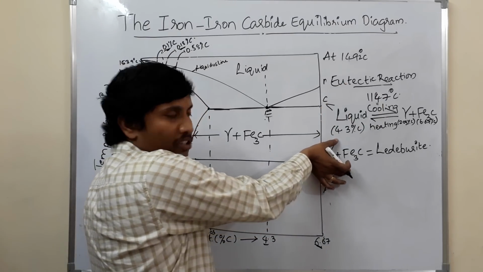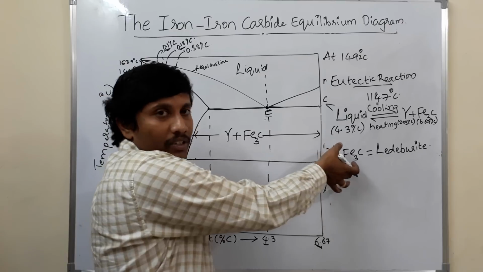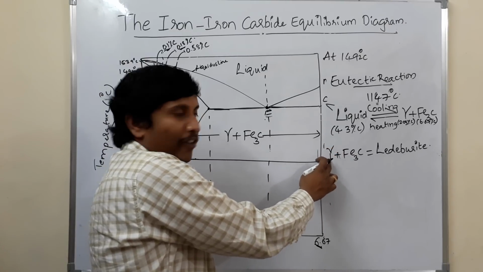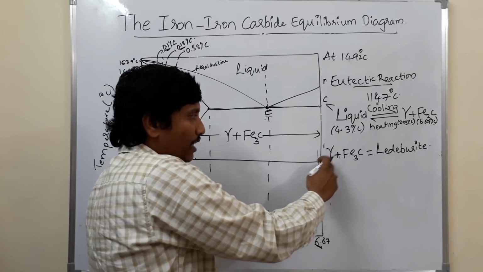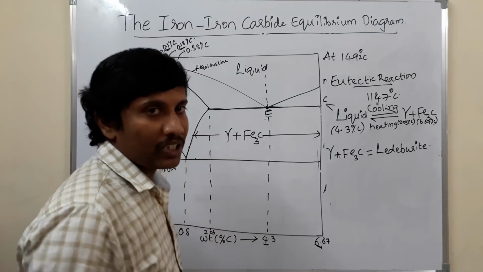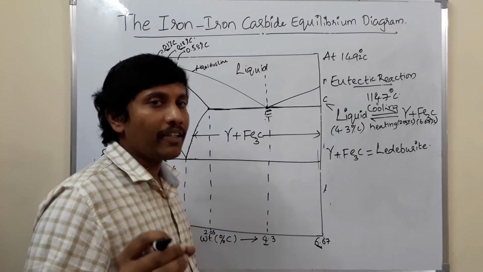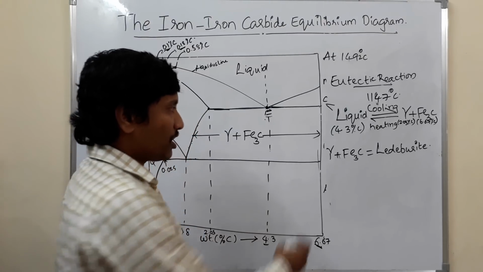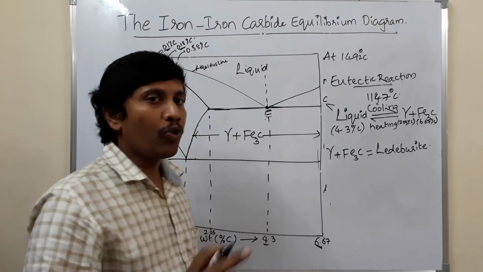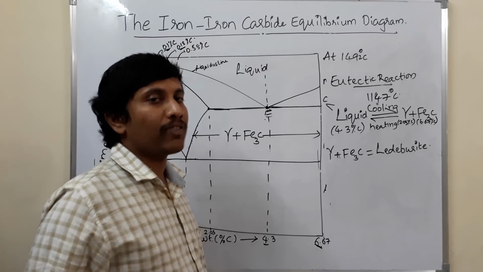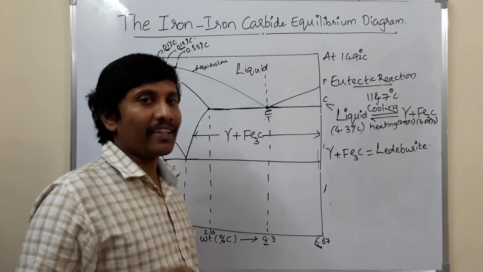You cannot see these solid phases in the microstructure. What are those solid phases? Austenite and cementite. Why? Because austenite is not stable at room temperature. Okay, austenite transforms to two more phases. Okay, austenite transforms to ferrite and cementite, that is perlite.